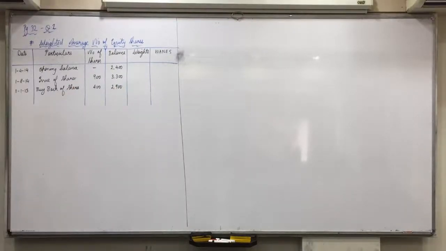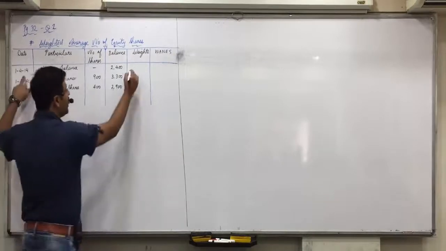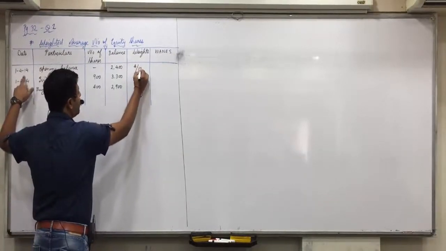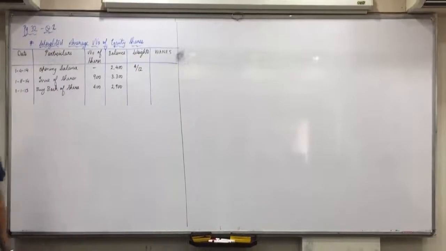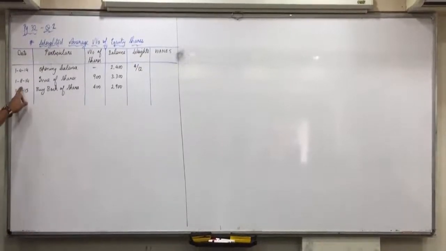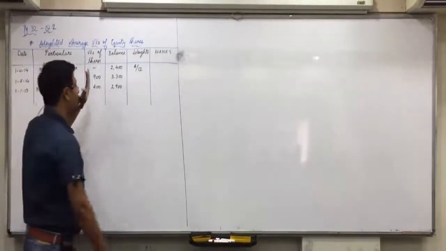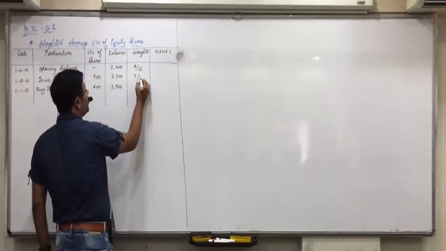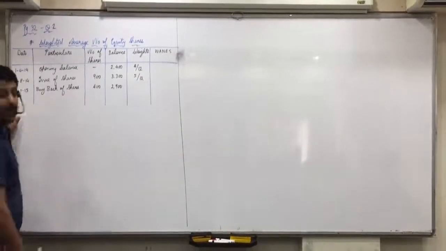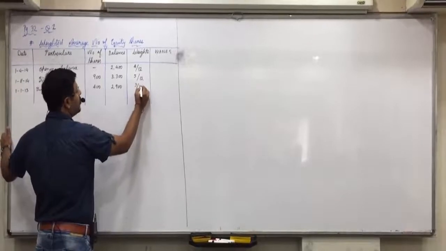Weights: 4/12, April, May, June, July. 1st August, so August will not be included. April, May, June, July, 4/12. Further, August, September, October, November, December, up till December, 5/12. And last one, January, February, March, 3/12. Did everyone understand the weights?